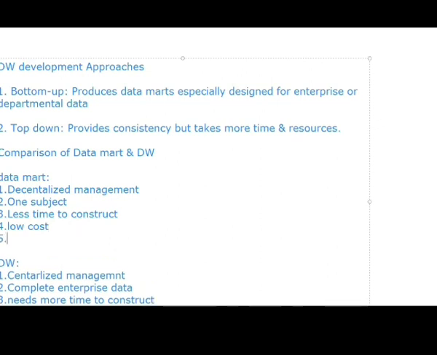The fifth difference is the approach used. The data mart uses a bottom-up approach, whereas a data warehouse uses the top-down approach.